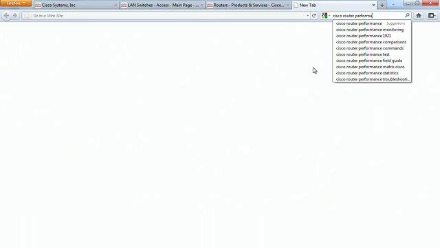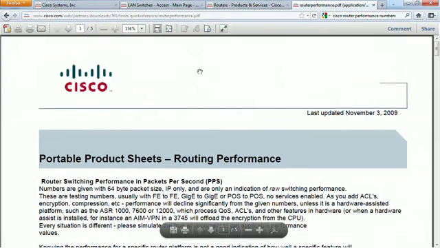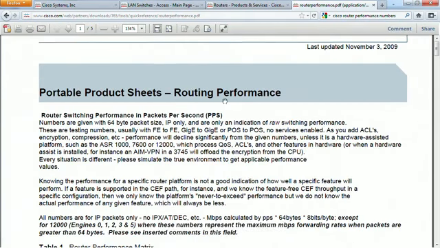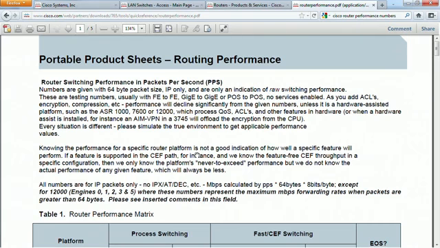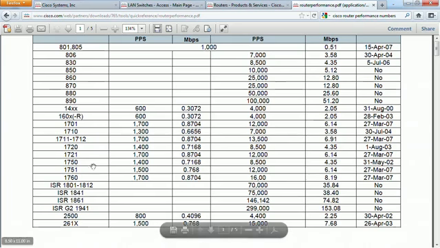But there's a really good document, and for whatever reason, they don't publish this anymore, but it talks about the Cisco router performance numbers. It is this document here, Portable Product Sheets Routing Performance. Basically what this talks about is what are the different models of routers that they have and how fast can it send traffic. So this would give you an idea of how their numbering convention works and which routers are going to be better than the other ones.